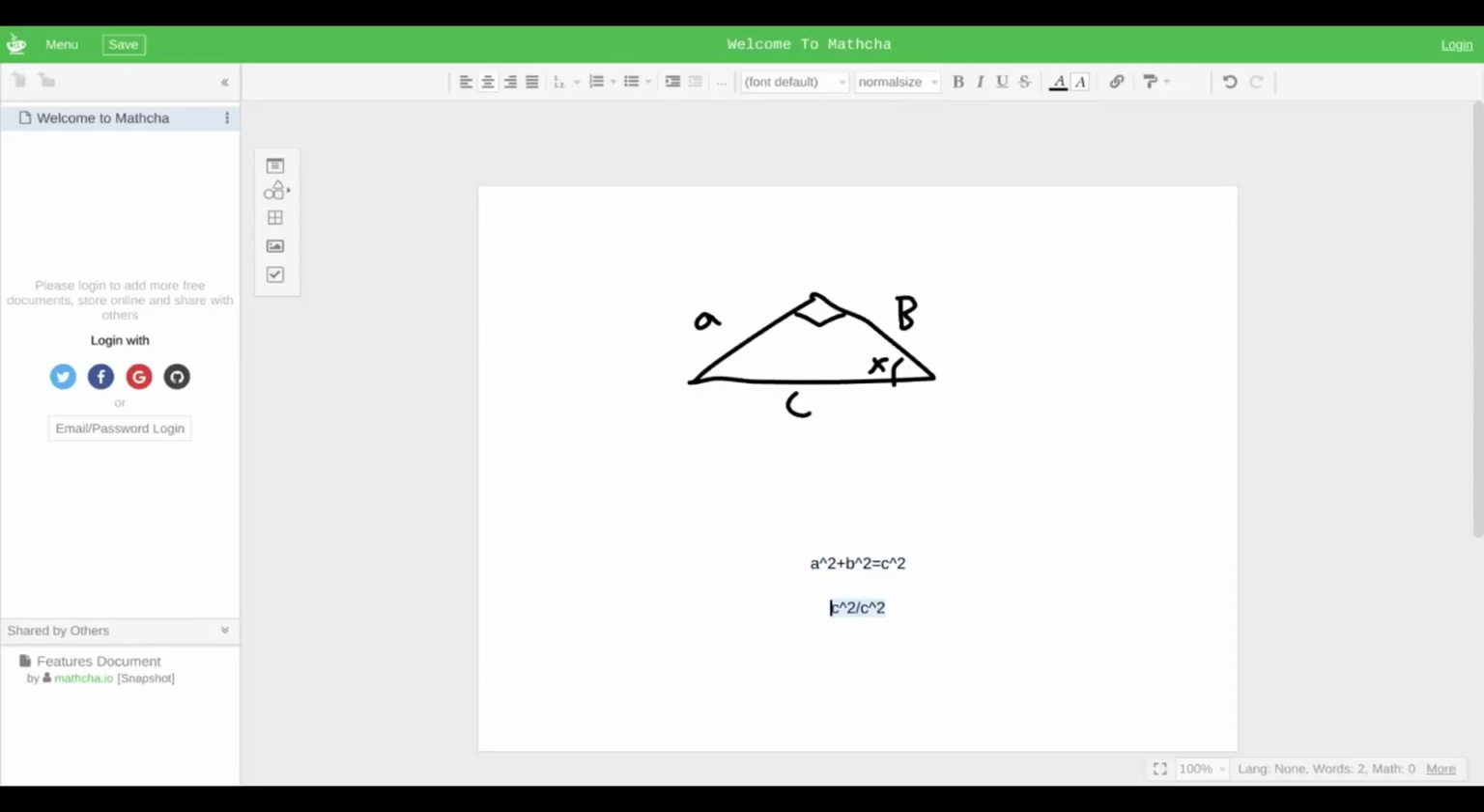And everybody knows that anything over itself, except 0, equals 1. So because we have C squared over C squared, that equals 1.